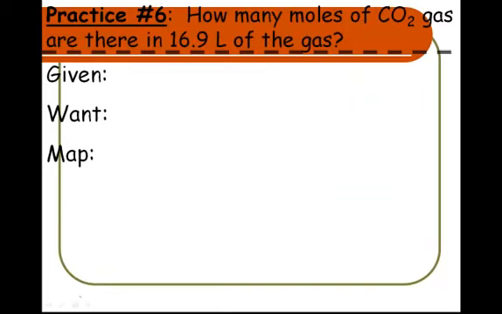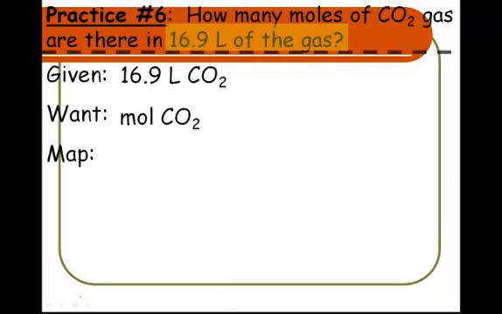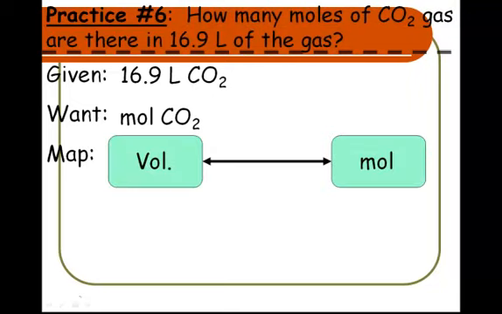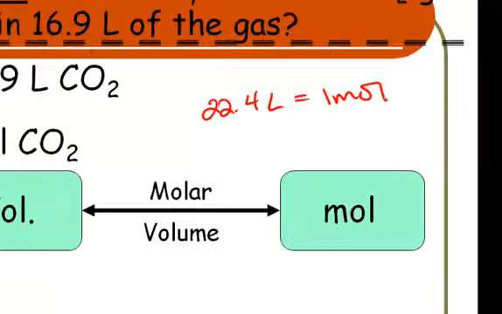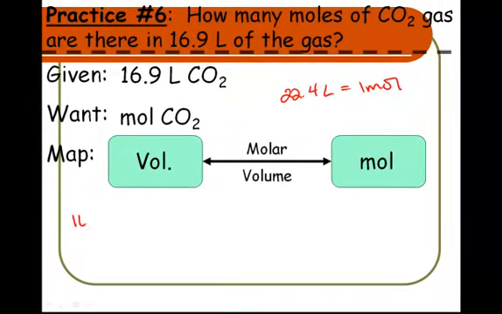How many moles of CO2 gas are there in 16.9 liters of the gas? Well, what information are we given? We know that there's 16.9 liters of the gas, and we want moles of the gas. So here we're going to start on Volume Island and go to Mole Island. We still use our molar volume relationship. So 22.4 liters equals 1 mole, always. So here I'll start with 16.9 liters of CO2.